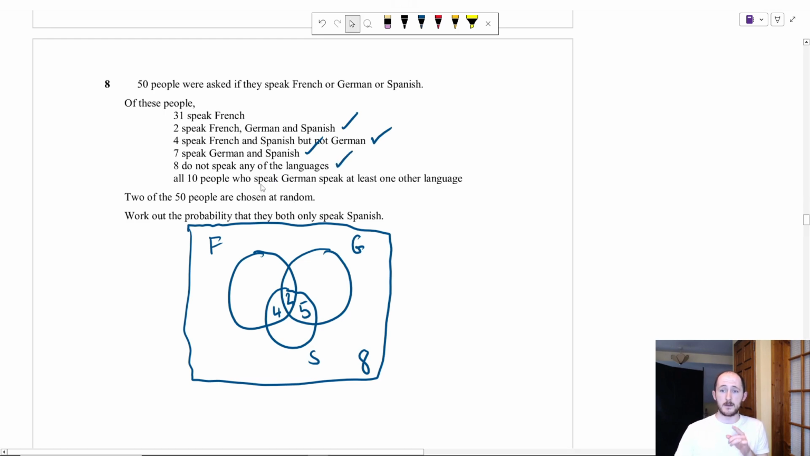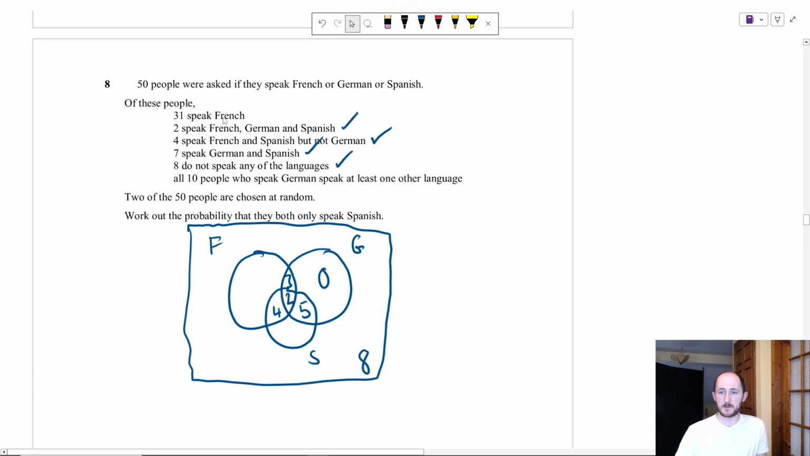Then it says all 10 people who speak German speak at least one other language. So right here, there's no one in this section at all. This is 0. So 2 plus 5 is 7. We need to get to 10, so there's another 3 people in this overlap here. If you had boys and girls learning different languages, do you use two-way tables? Yeah, probably that would be best.